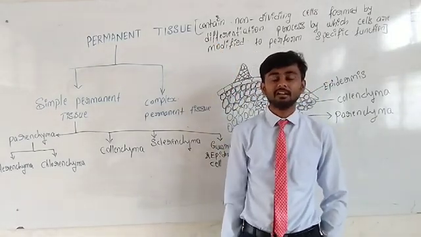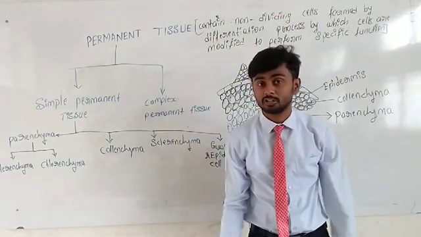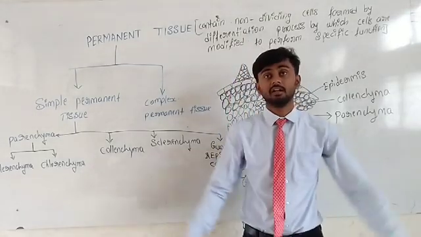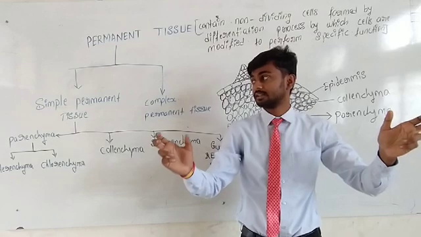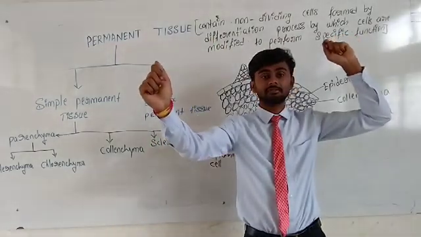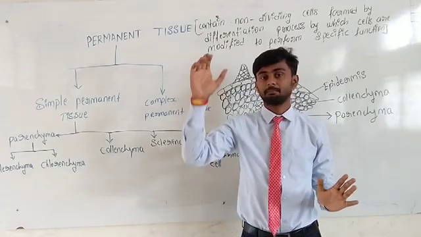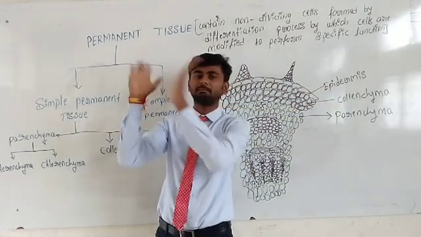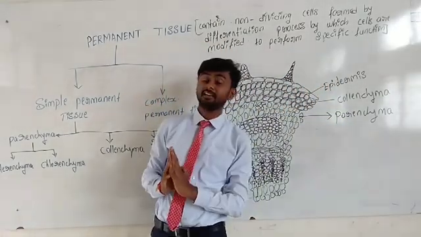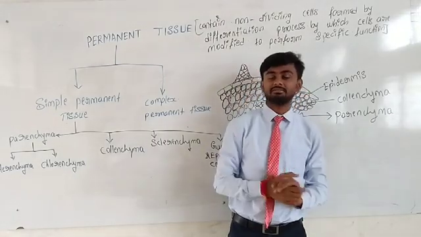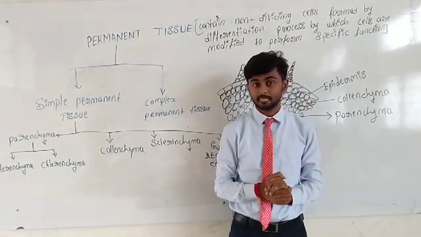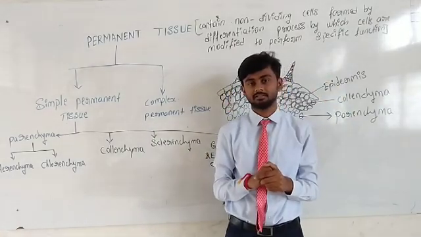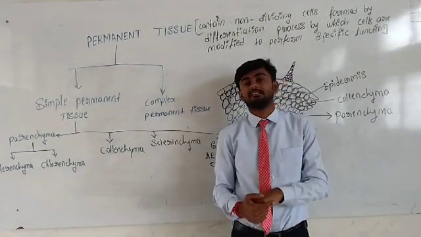So tissues can be divided into mainly two types. Listen to me carefully, it is very important. One is the plant tissue, and the other one is animal tissue. Leave the animal tissues. First of all, see only plant tissues. In the plant tissues there are mainly two types: meristematic tissues and permanent tissues. We already discussed this in the last class.